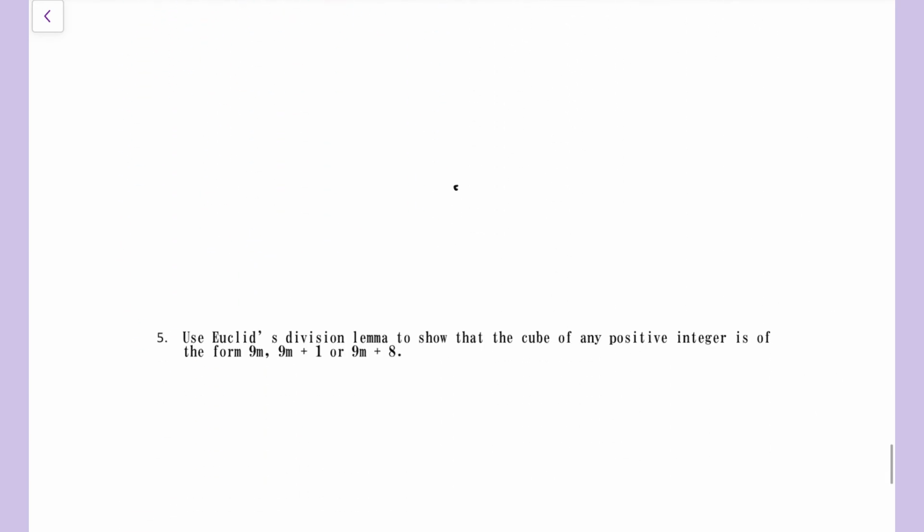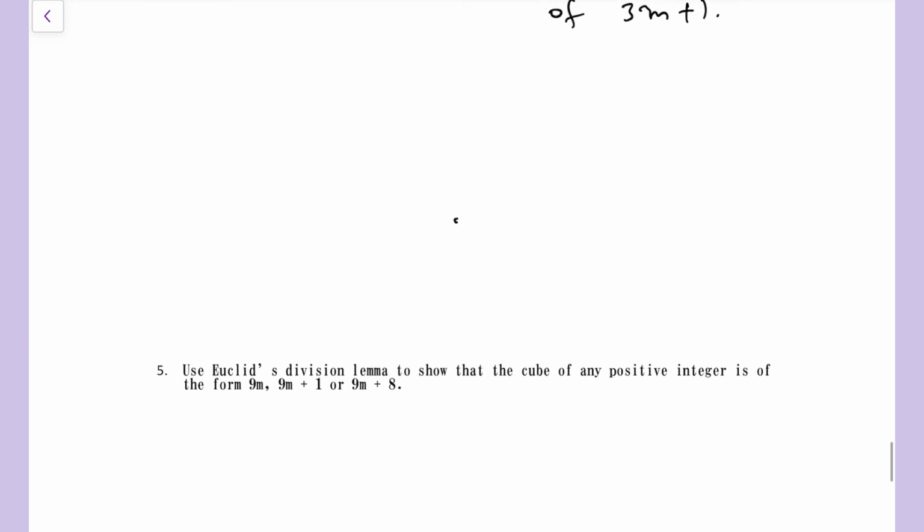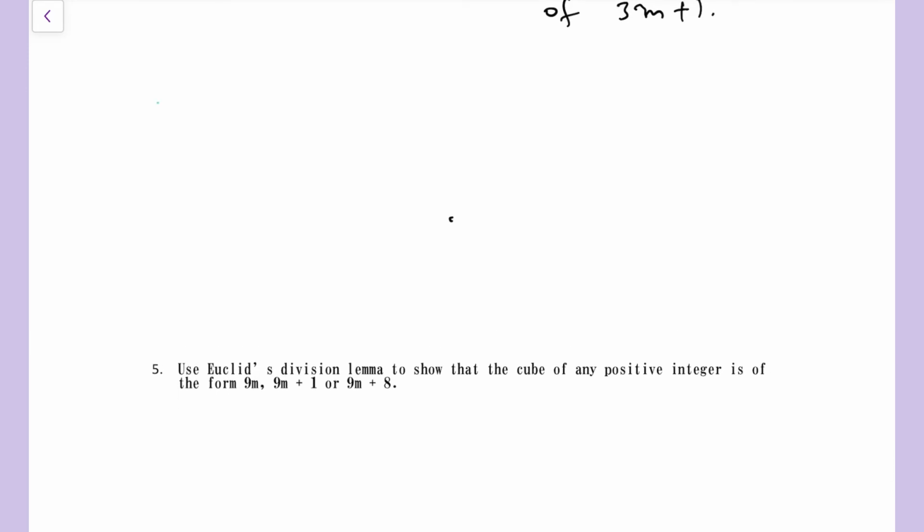Now 0 remainder is completed, 1 remainder is completed, then the next one is 2 remainder. So let us substitute with 2 remainder now. a equals 3q plus 2, the remainder is now 2. Same as usual, doing squaring on both the sides. So what we get, a square equals (3q plus 2) whole square.